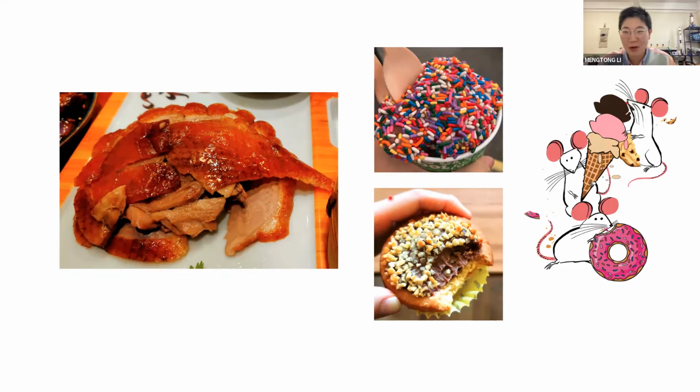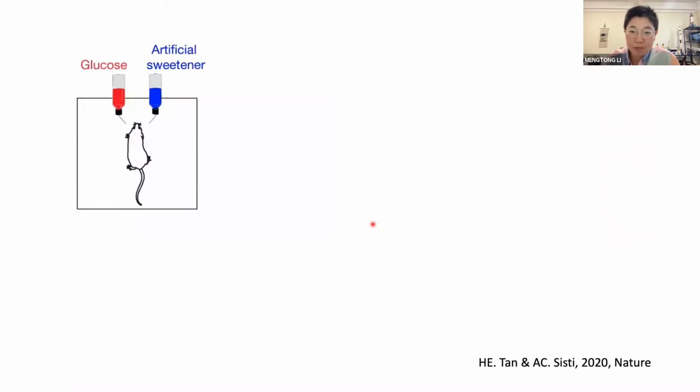So here comes the question: what drives our insatiable appetite for sugary and fatty foods? What we want to do is to uncover the neural basis for sugar and fat craving, which can provide different strategies to help control the sugar and fat appetite and prevent obesity.